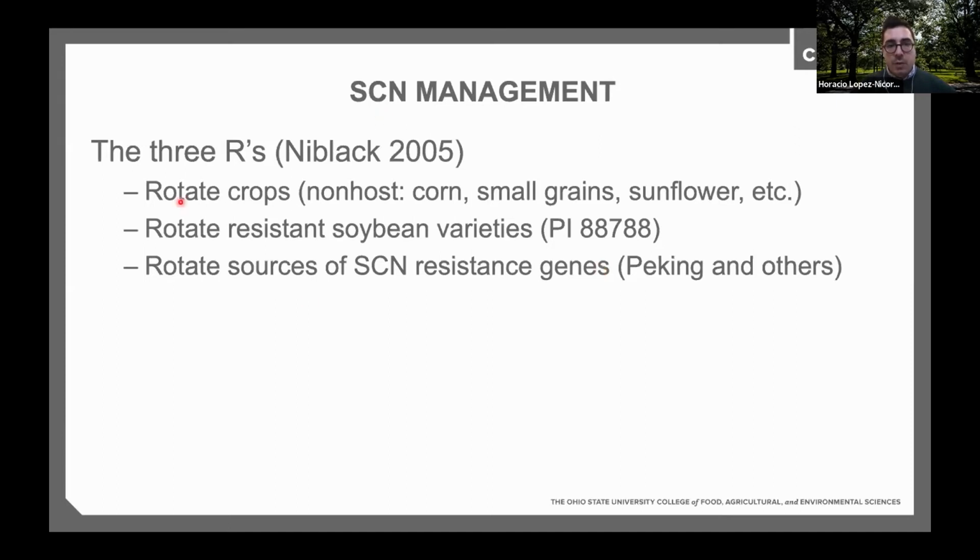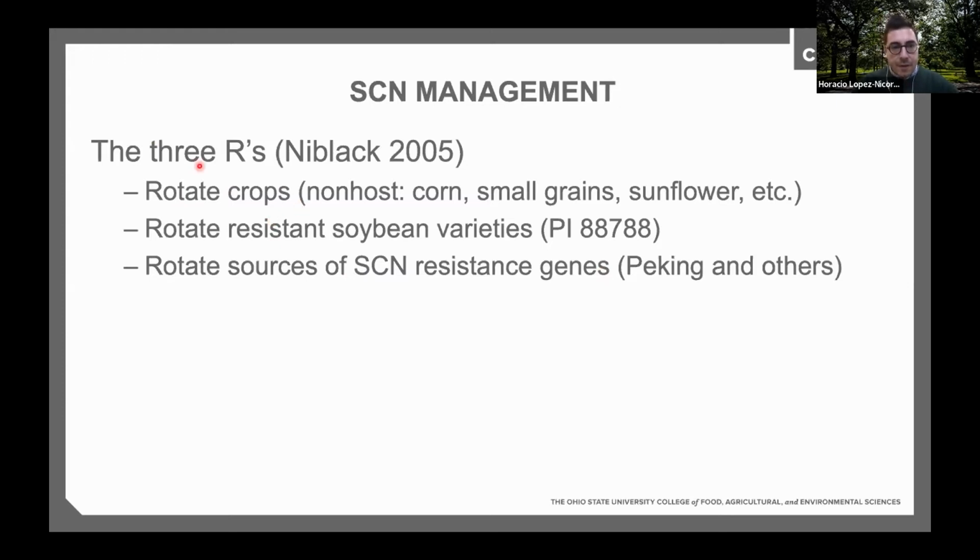But once we do have the soybean cyst nematode in our field, we will not get rid of it. Eradicating soybean cyst nematode from a field is nearly impossible. So we have to manage the pathogen. In 2005, Niblack suggested these 3 R's proposal of managing: rotate, rotate, and rotate.